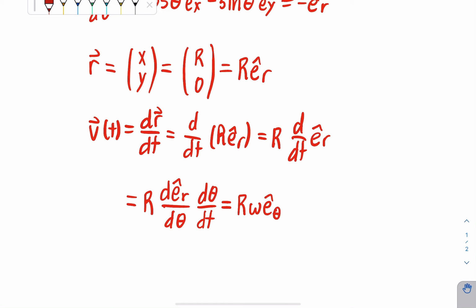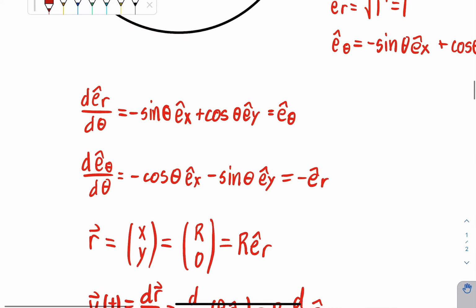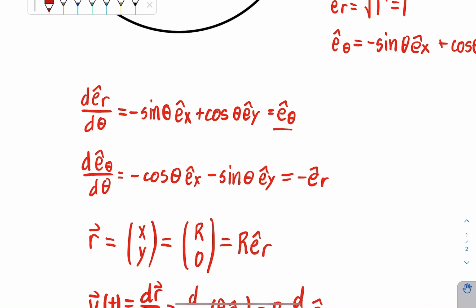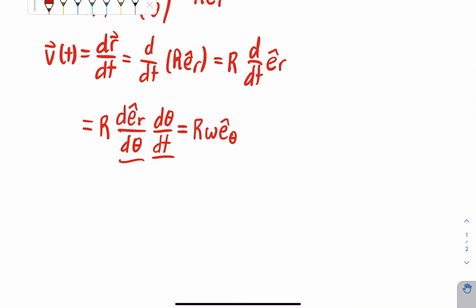Now how did I get that? Well, this derivative, d theta dt, is defined as the angular velocity, which is omega. Now this other derivative we already found earlier, up here. That was e sub theta. So we get that the velocity function is equal to r omega times e sub theta.